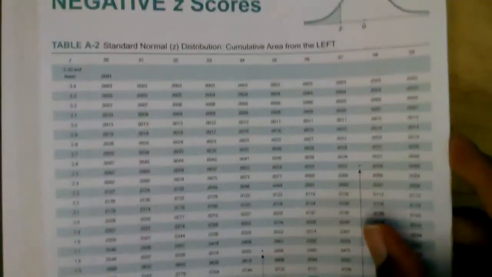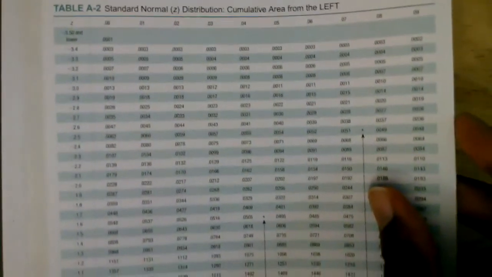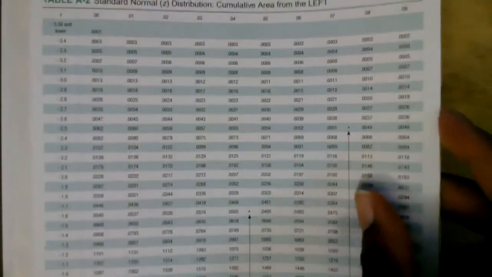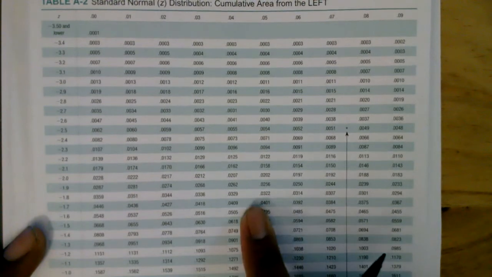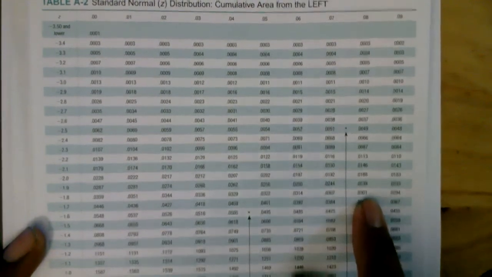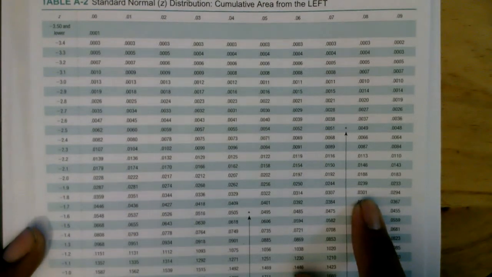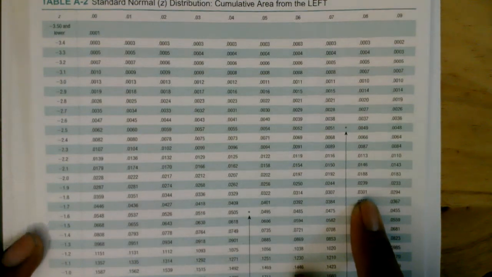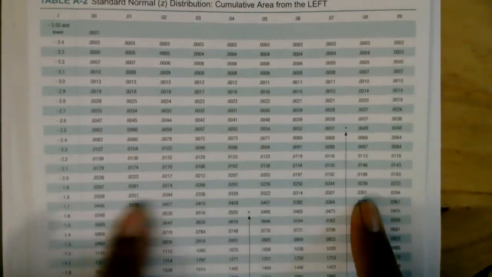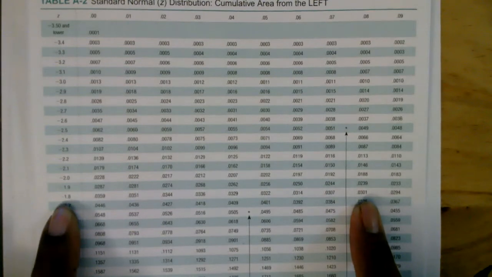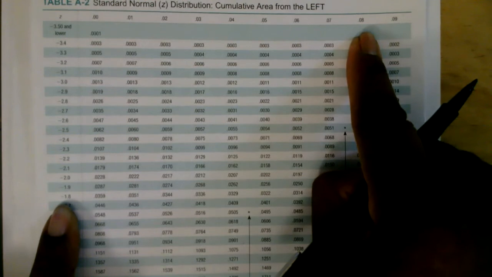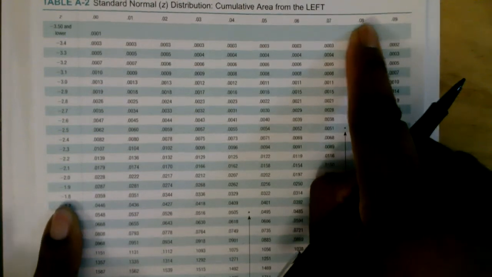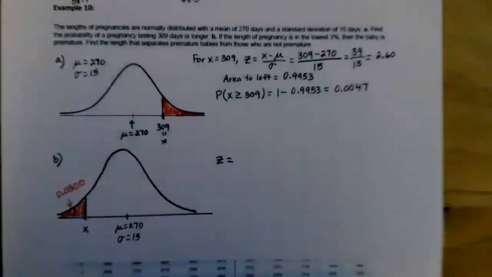So in this case here, we're going to find the value that's closest to 0.0300. Let's use 0.0301. That's close to 0.0300. So the row that 0.0301 is in is negative 1.8, and the column it is in is 0.08. Negative 1.88 is our z value.